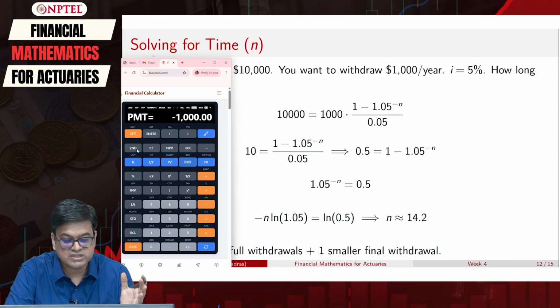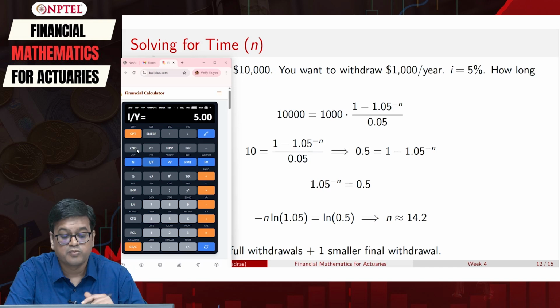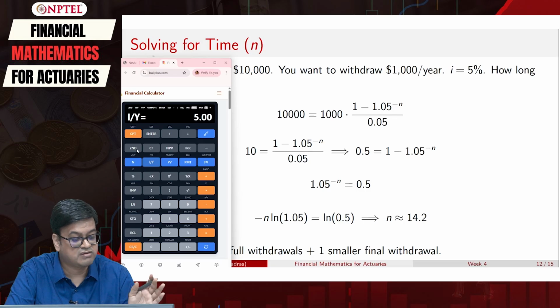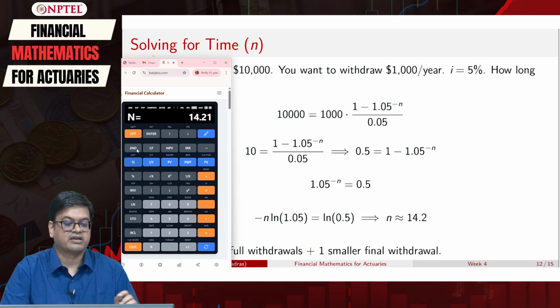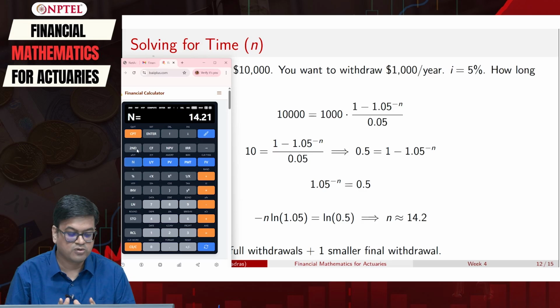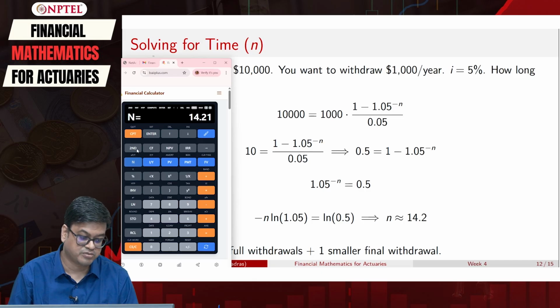Do I know the interest rate? Yes, I do. It's 5%, so I will put 5 in I/Y. What do I want to calculate? I want to calculate n, right? So I will say compute and then n. It's 14.21. So we have again shown how the calculator can be very effective for solving such problems.